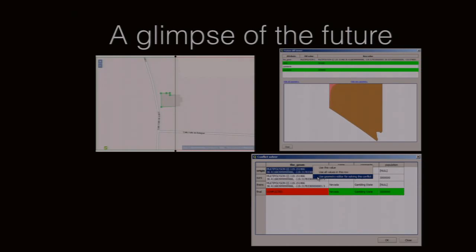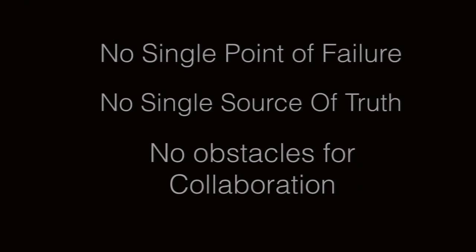So just to wrap it up, we believe this is a better model, basically, for the reasons that I said before. It doesn't have a single point of failure, and there's no single source of truth for geospatial data, which, again, is pretty scary for a lot of people, but it's good for collaboration.